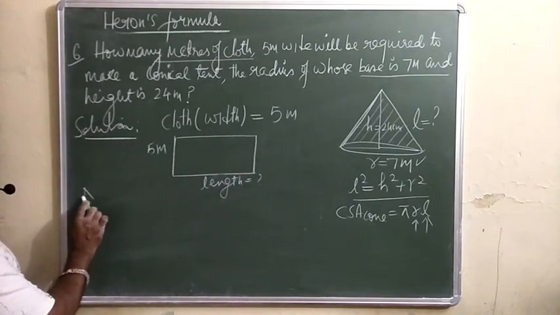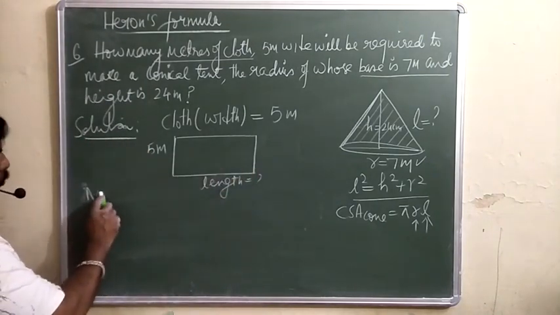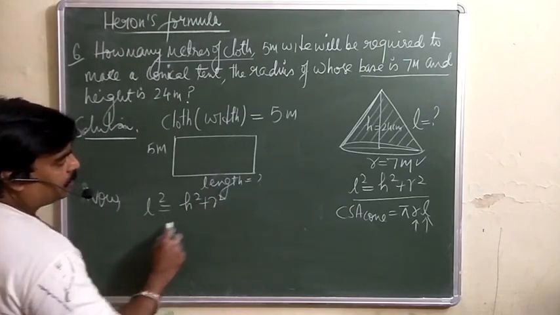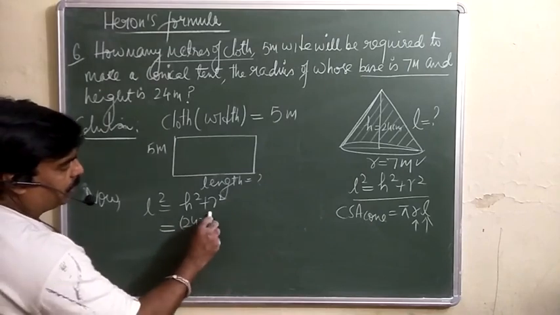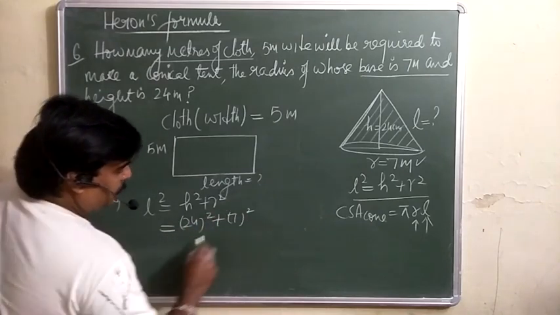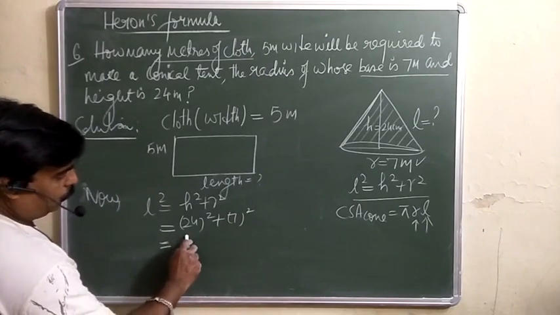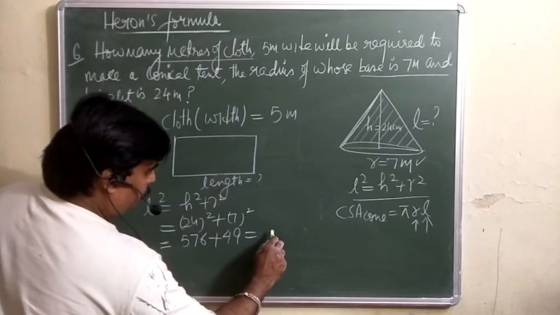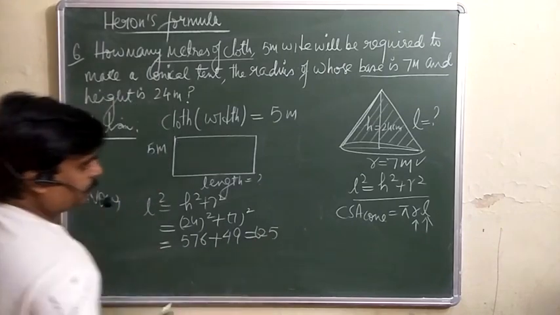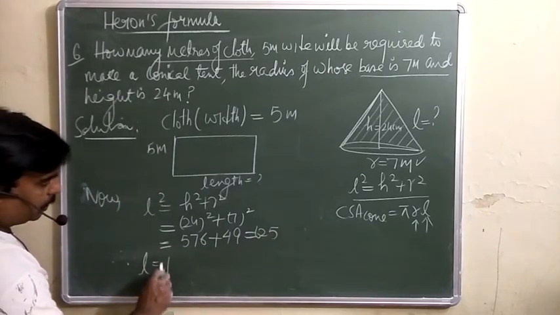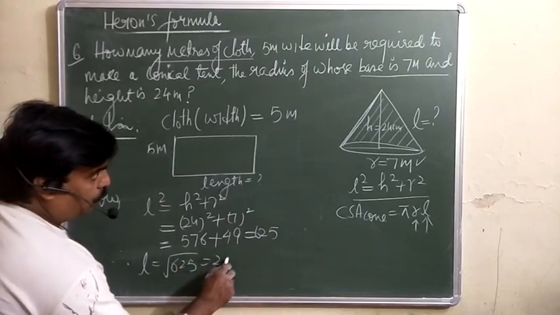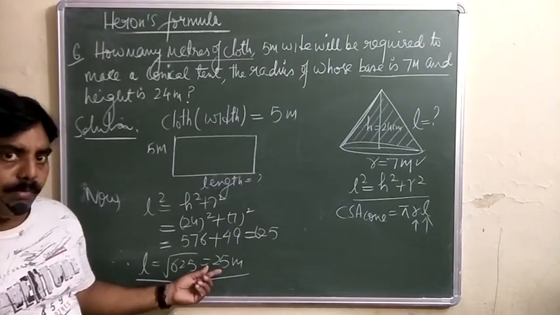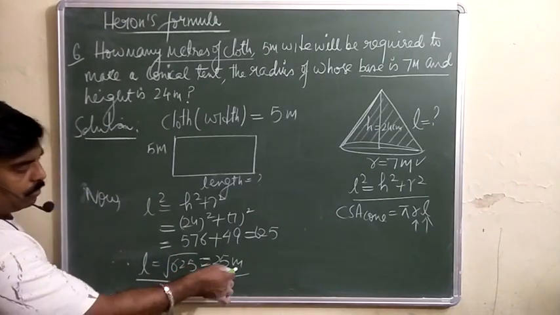So now you are supposed to calculate the L. So L square is equal to h square plus r square. H is given 24 whole square. R is 7. That is, this is your 576 plus 49. This is equal to 625. So therefore, L will be equal to under root 625, that is 25 meter. Because the length cannot be negative, that's why we are not putting plus and minus here. So length L is equal to 25 meter.